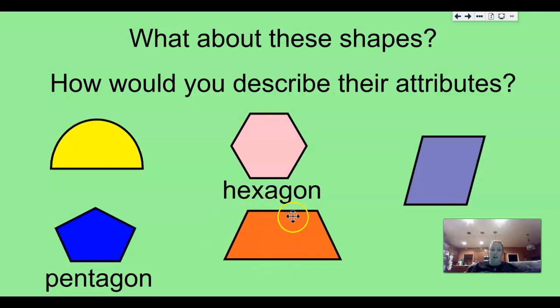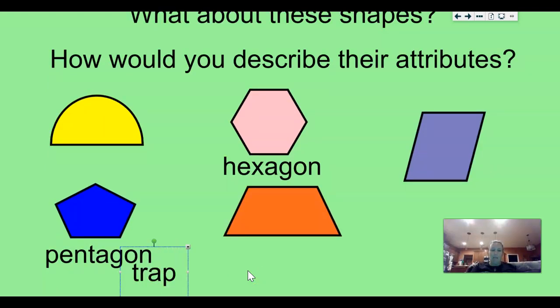Do you know what this is called? Sometimes we see 2 of these in a classroom pushed together. 2 of these sides are the same size, but these 2 are not the same size. It has 1, 2, 3, 4 sides. How many vertices does it have? Let's count. 1, 2, 3, 4. Okay, do you give up? Do you know what it's called? It's called a trapezoid.